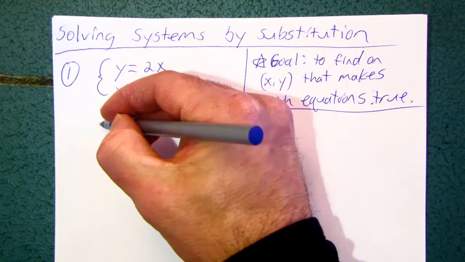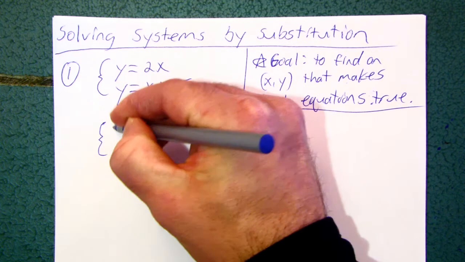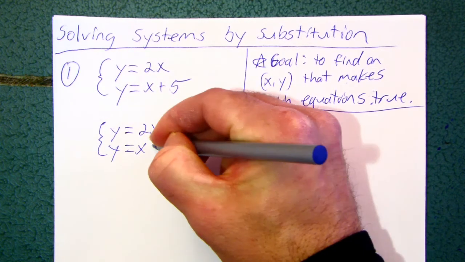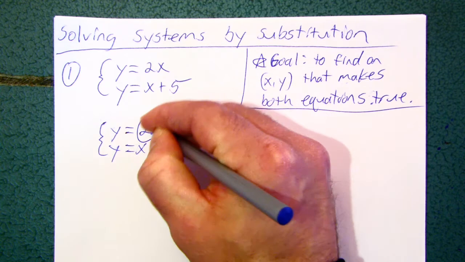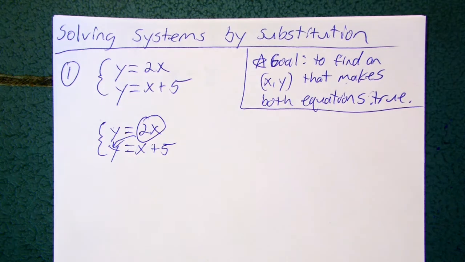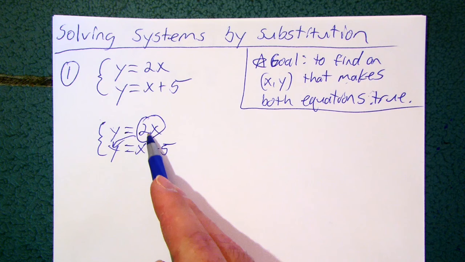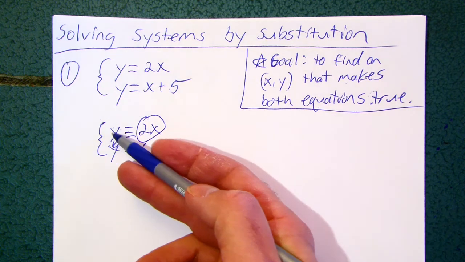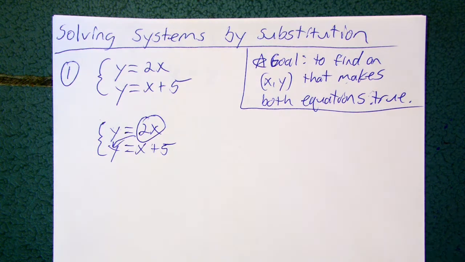So what I can do here, I just want to rewrite this because I don't want to mark up the original, is take this 2x and put it in for y in the second equation. All right, because I said that y is equal to 2x. An equal sign means they're the same value. Again, it's like having a dollar bill versus 4 quarters. They look different, but it's the exact same value of money.